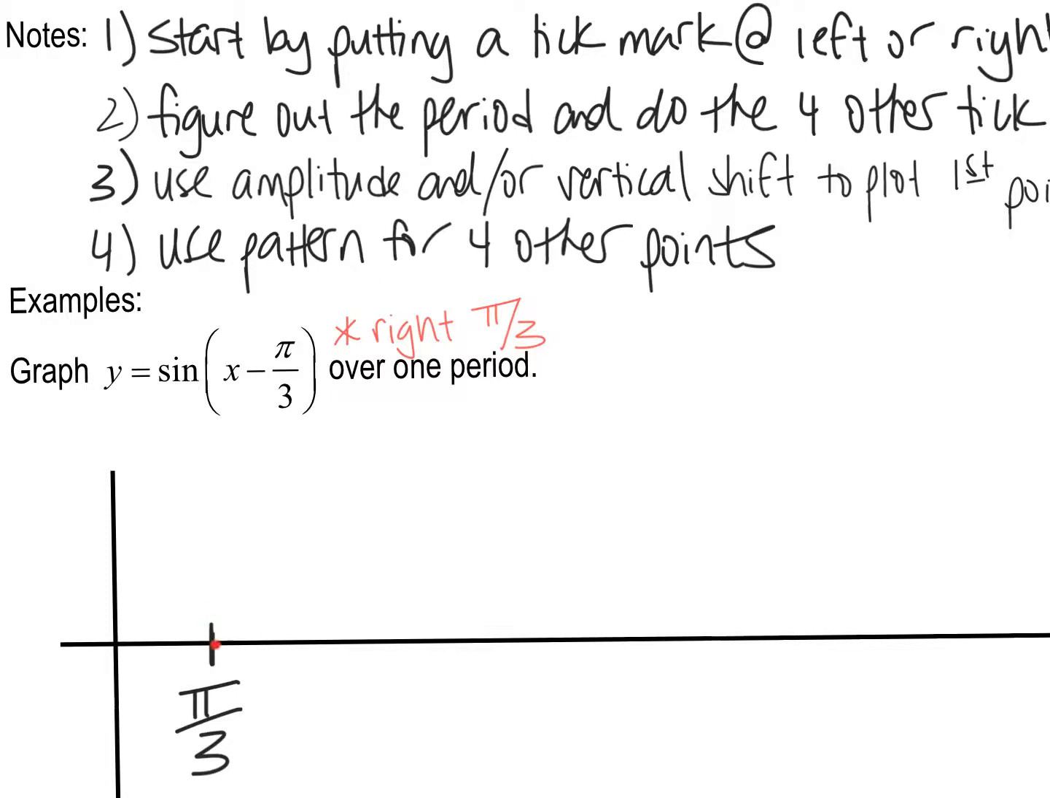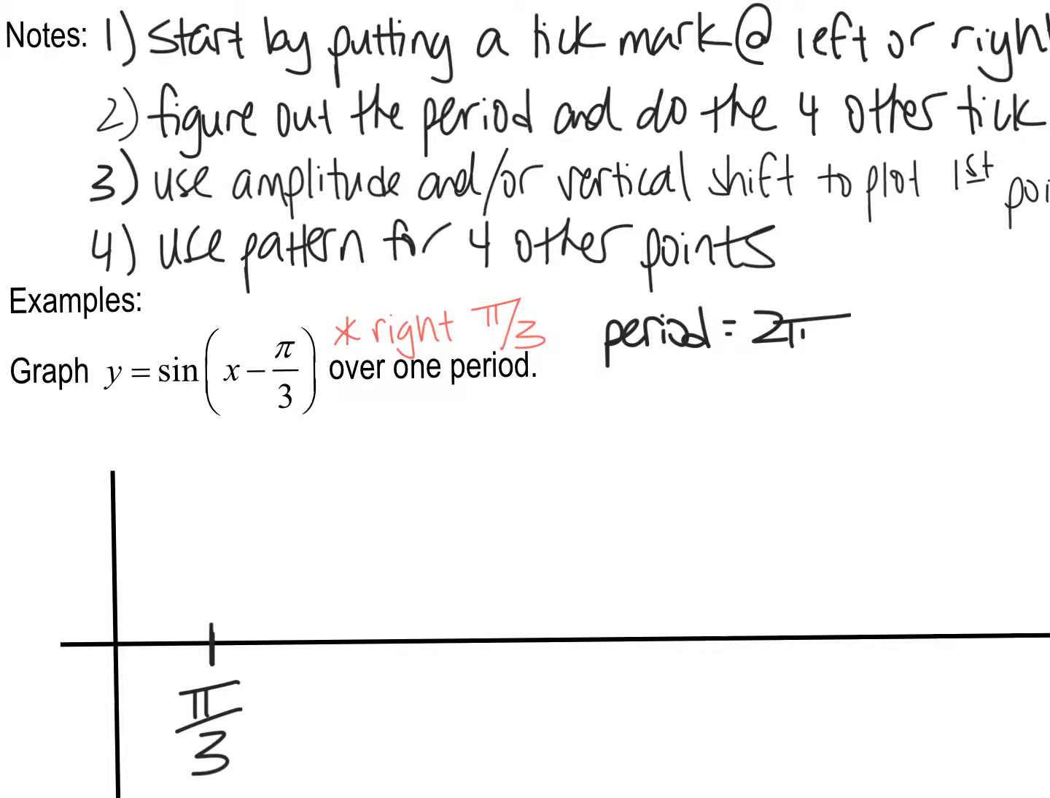That means I'm going to start my graph here at pi over 3 instead of starting it at 0, which is where we've been starting all of our other graphs. Thing number 2 says to figure out the period. And when there is not a number here, a coefficient in front of the x, that means it's just the normal period. That does not mean that my last tick mark is going to be 2 pi, because everything shifted to the right pi over 3.